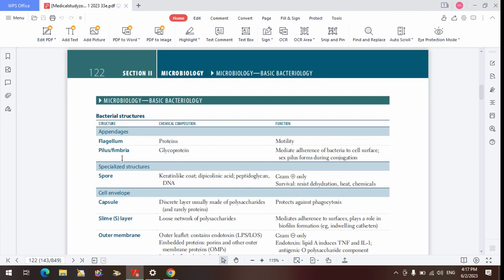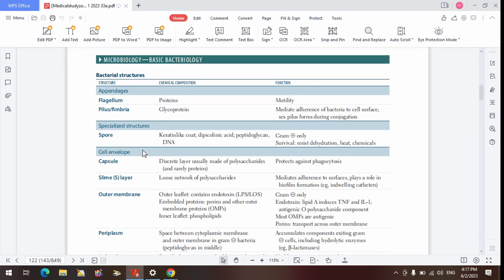That is it. So in that situation, it's not due to the capsule of the E. coli that is doing that, no, but the fimbriae that allows its attachment to the epithelium of the urinary tract. Yeah, so we are done with the appendages. Let's go to the specialized structures.